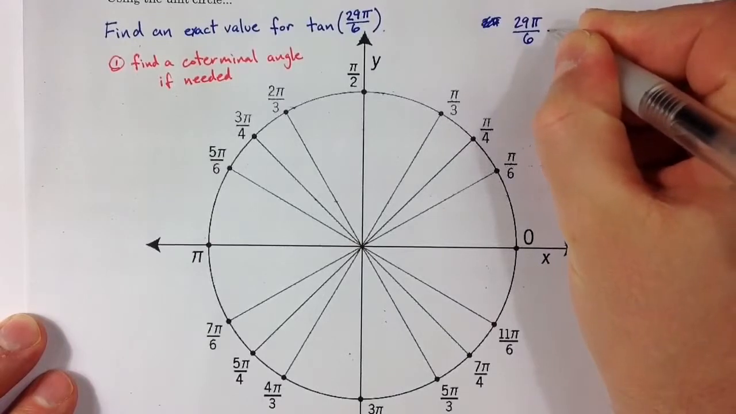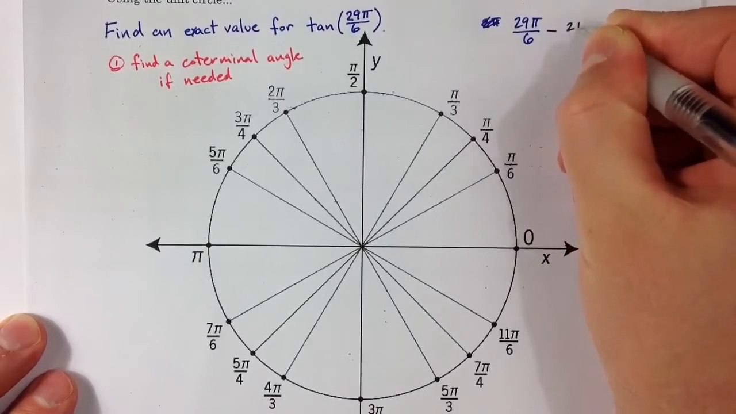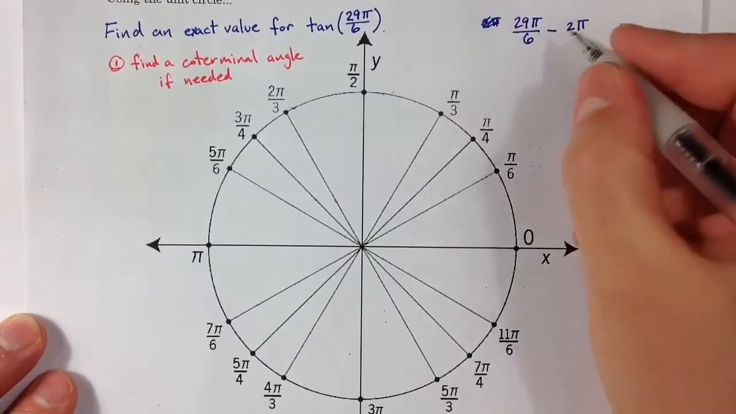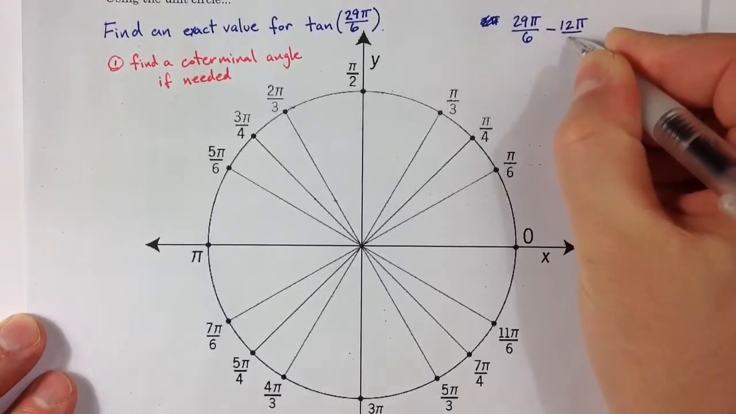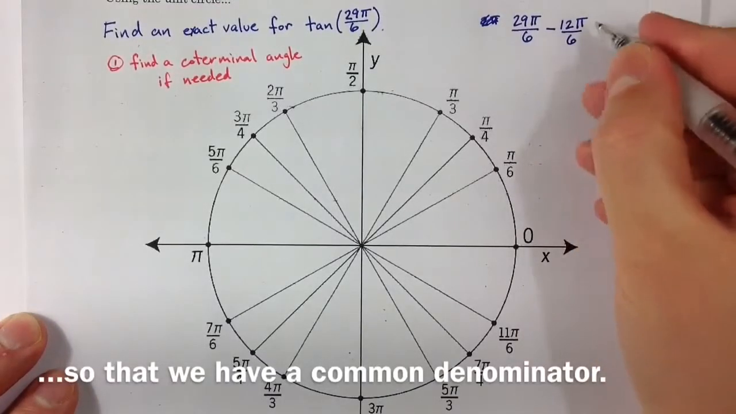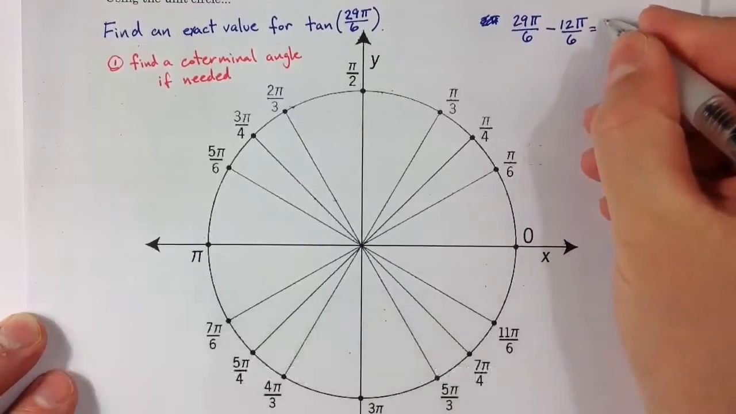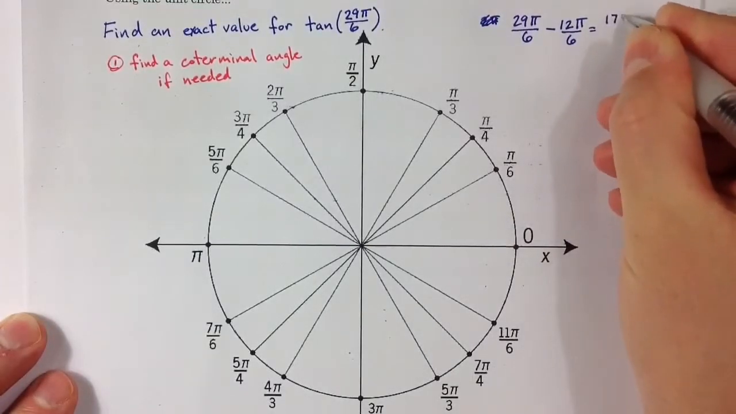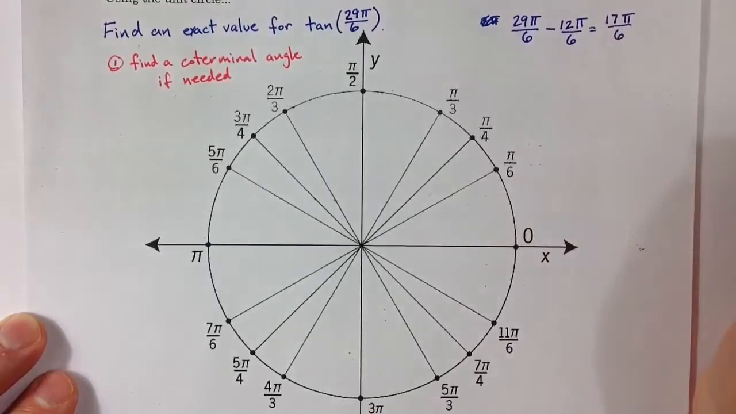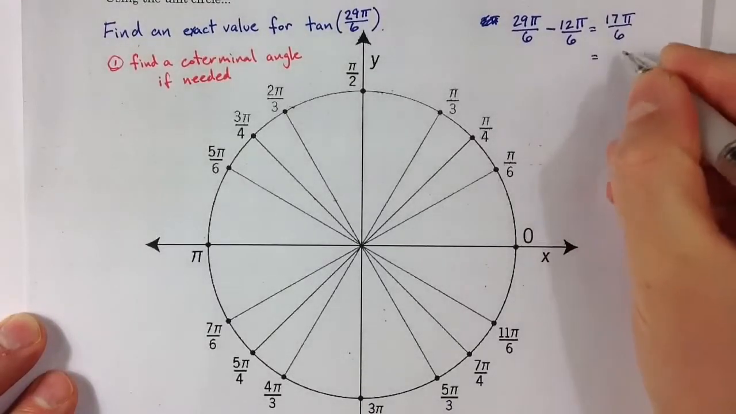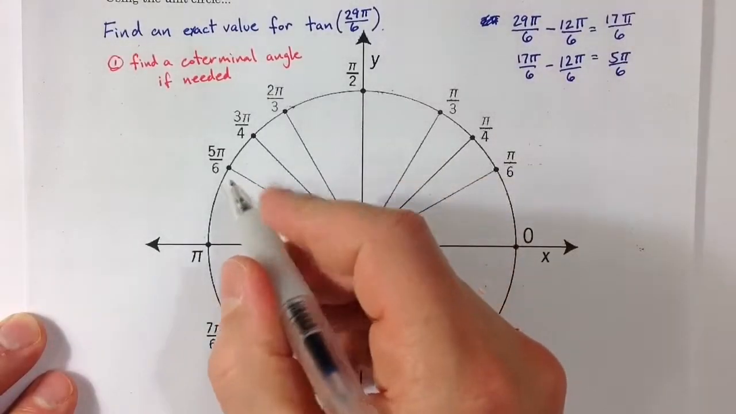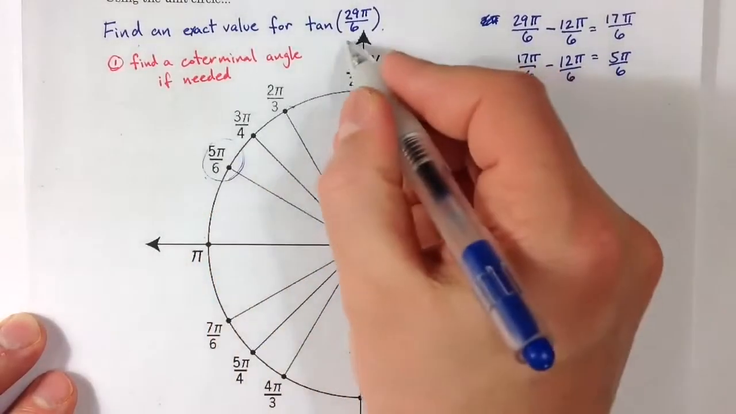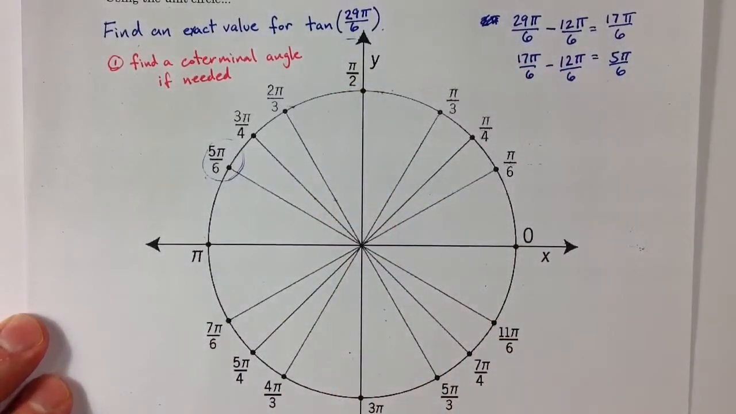Well, I can find a coterminal angle by adding or subtracting 2 pi. But in this situation, I want to think of 2 pi not as 2 pi, but as 12 pi over 6. And so if I subtract 12 pi over 6 once, I'm left with 17 pi over 6, taking 12 away from 29. And if I subtract 12 pi over 6 a second time, we get 5 pi over 6. So 5 pi over 6 is the angle that we're interested in. That's the angle that's coterminal to 29 pi over 6.